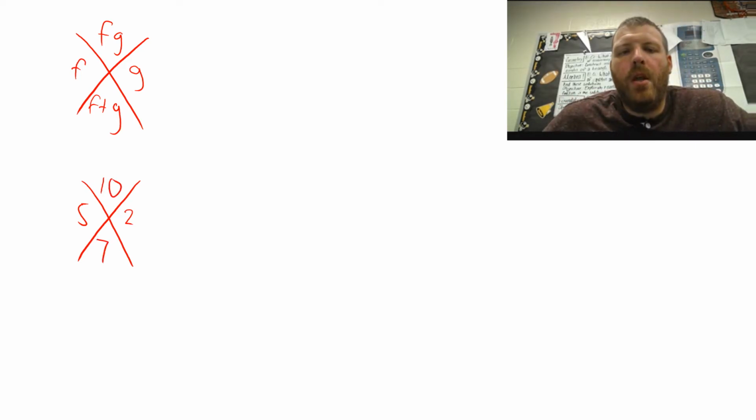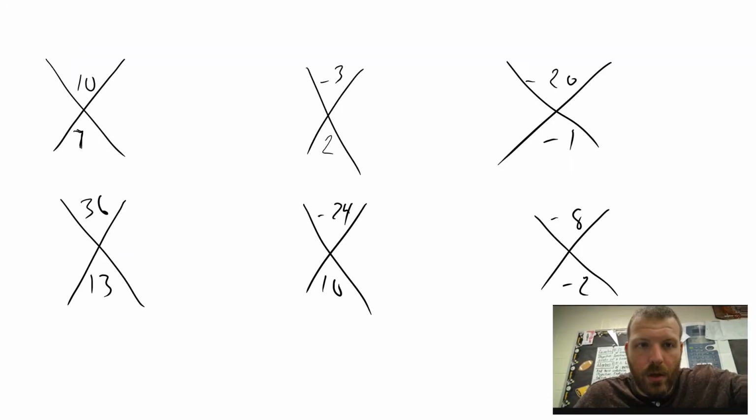Okay? So that's what we're looking at. 5 times 2 is 10. 5 plus 2 is 7. We're going to look at solving some of these. All right, so we just did this one, 5 and 2.